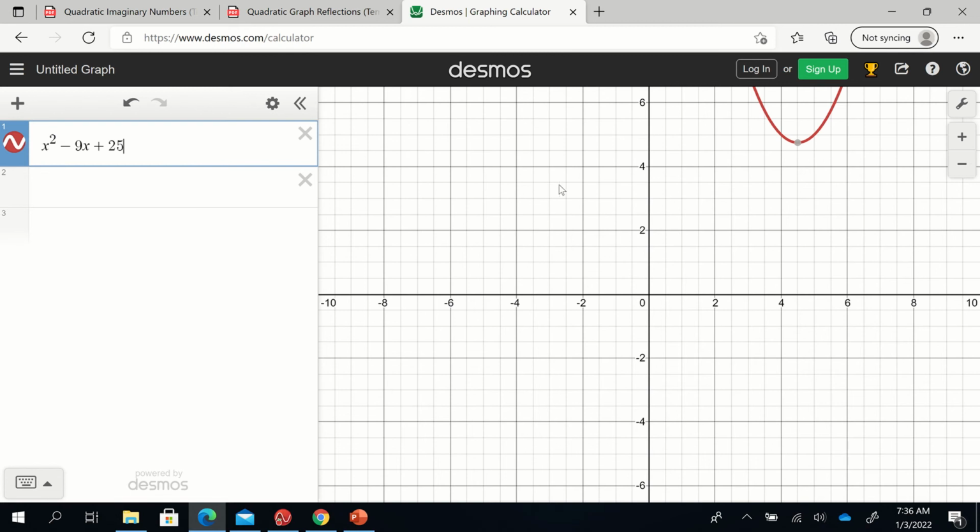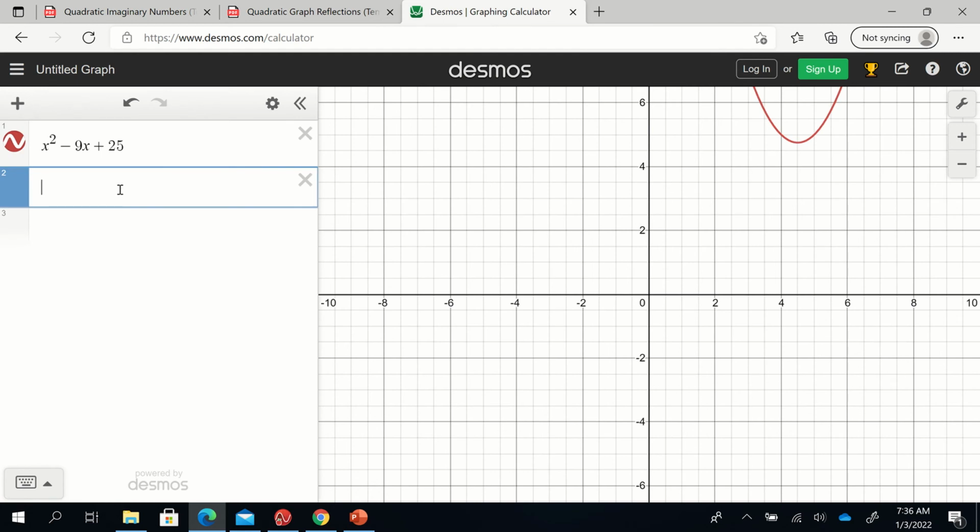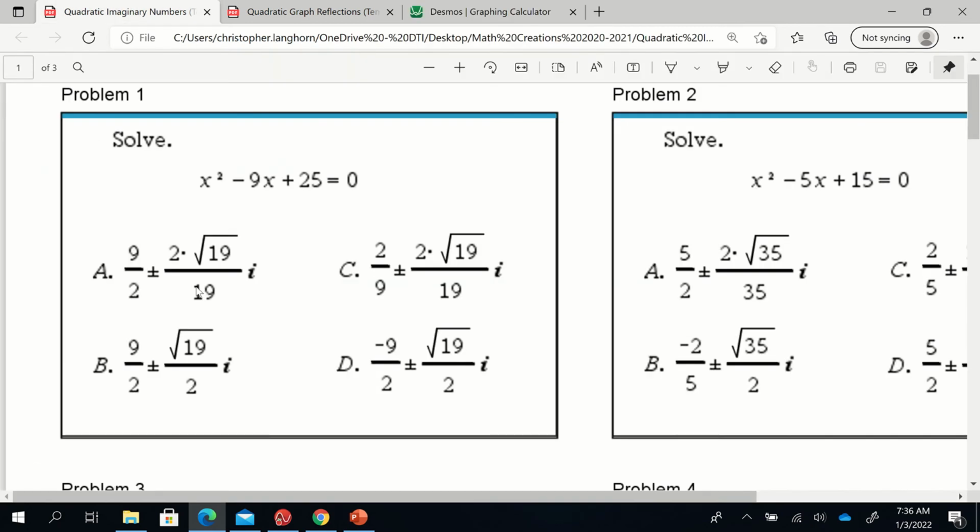The thing I want most of all is this thing, the vertex. That's what I want most of all. So what it's telling me is the x coordinate, which is 4.5, it's telling me what this function starts out at. So the answer is going to start out with 4.5. If you're not sure what 4.5 is, you can take the beginning of each answer choice. So I'm doing 9 divided by 2. That gives me 4.5. So answer choice A and B gives me the 4.5.